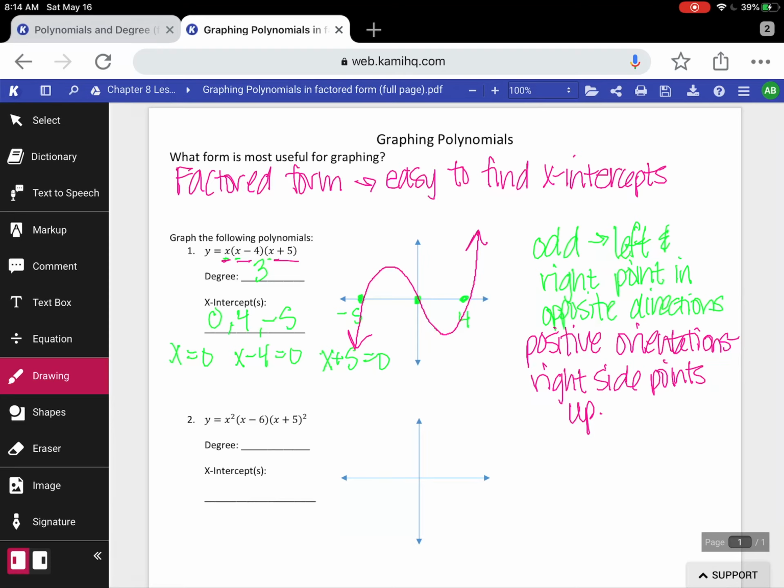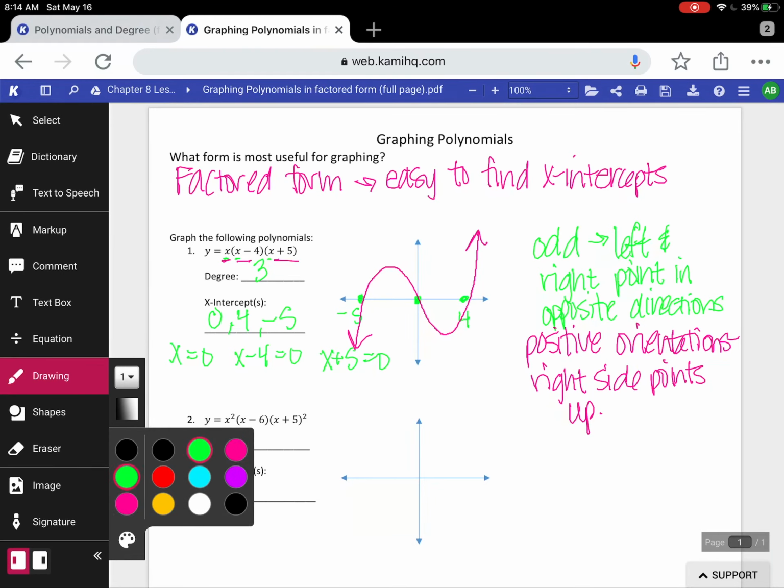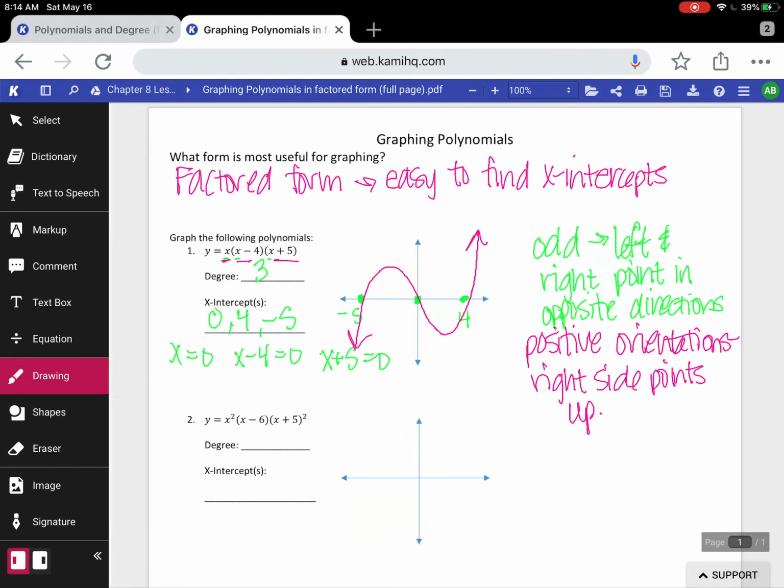Okay, then for our next example here, we have some squared values, so we'll talk about what that means. First, let's count up the degree. We have 2 x's here, 1 x here, and then 2 x's here as well. So 2 plus 2 is 4, plus 1 more gives us a degree of 5. Which also tells us it has an odd degree, which means the left and the right sides are pointing in opposite directions.